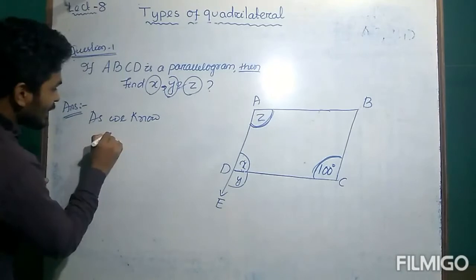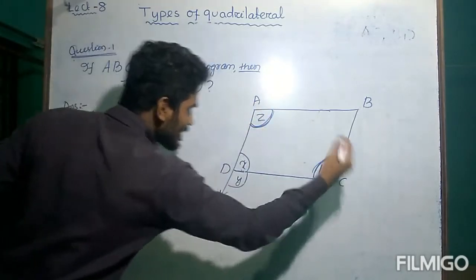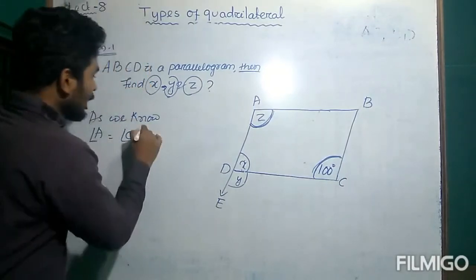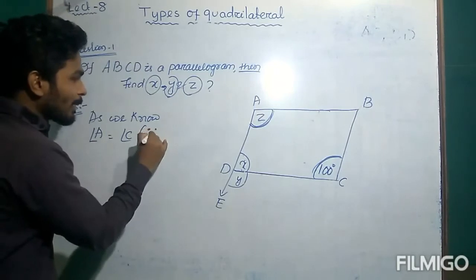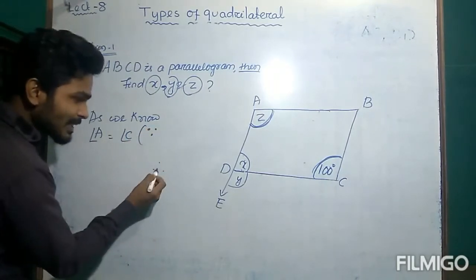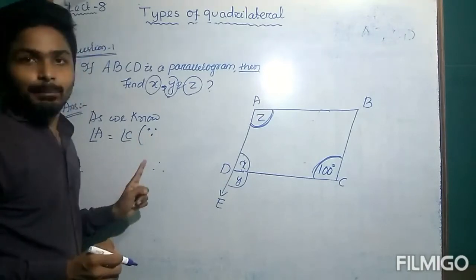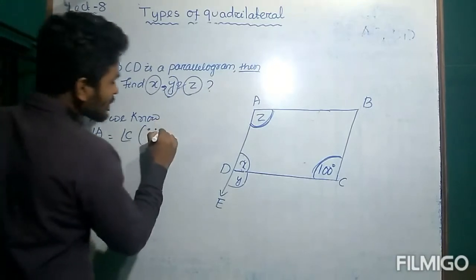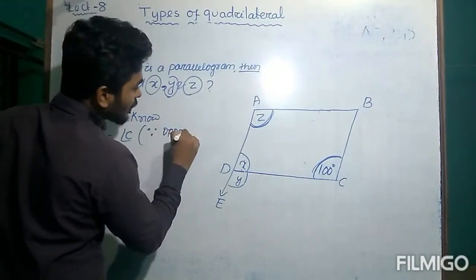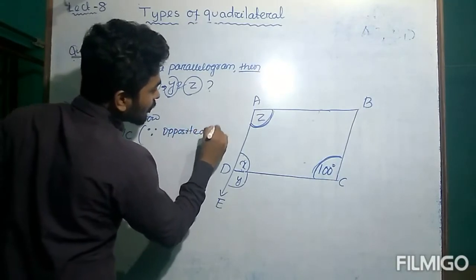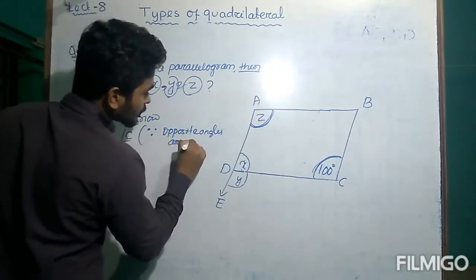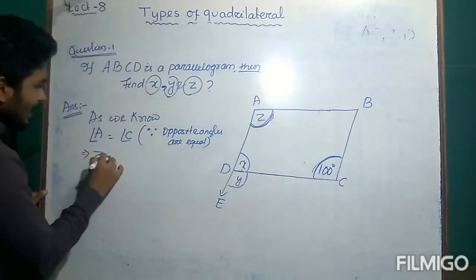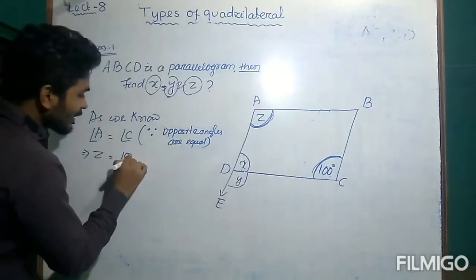Angle A and angle C are equal. Write the reason also: because opposite angles are equal. Understood? Now what is the value of angle A, Z, and what is the value of angle C? 100. Understood?